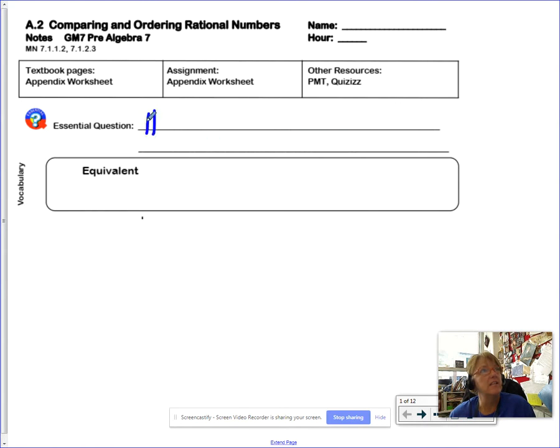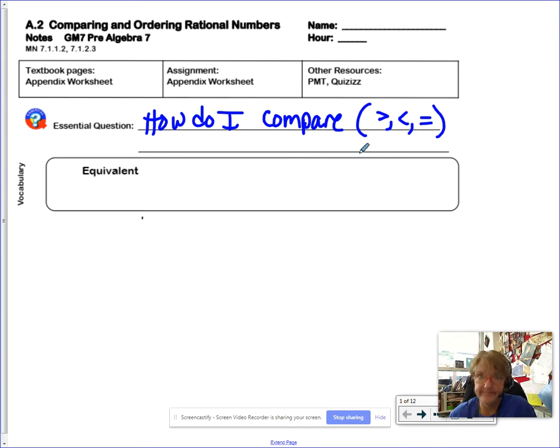All right. So our essential question: how do I compare? That means I put a little parentheses, greater than, less than, or equals. Compare and order, in other words, go from smallest to largest, rational numbers. So we spent all of mods 1 and 2 dealing with integers, and now we just got to take it one step further. And now instead of just positive and negative whole numbers, we are going to add fractions and decimals. Yay! You're excited, aren't you?